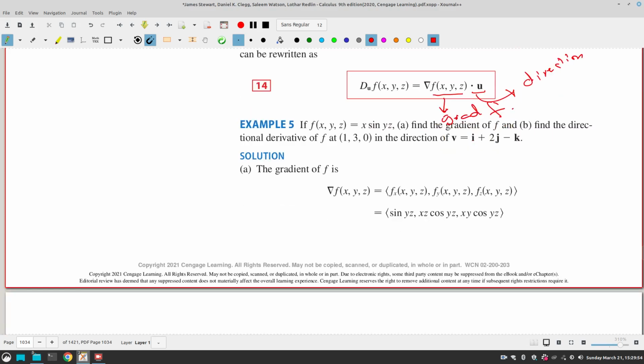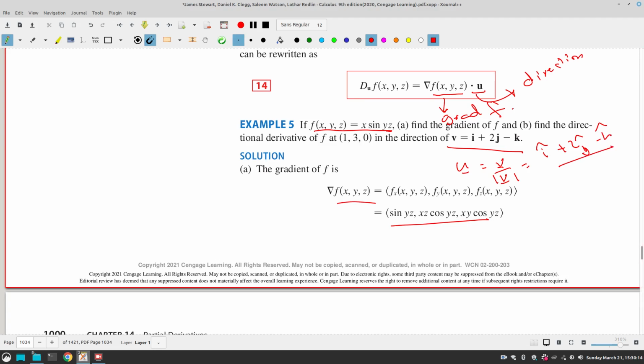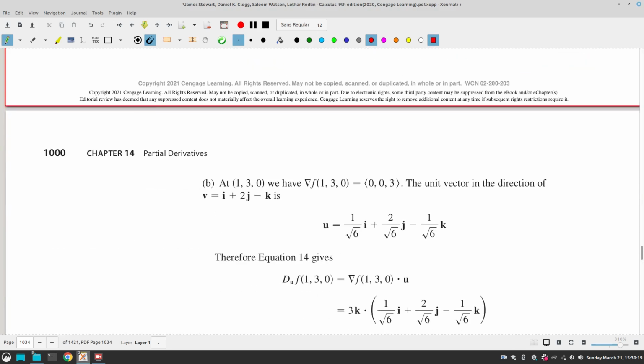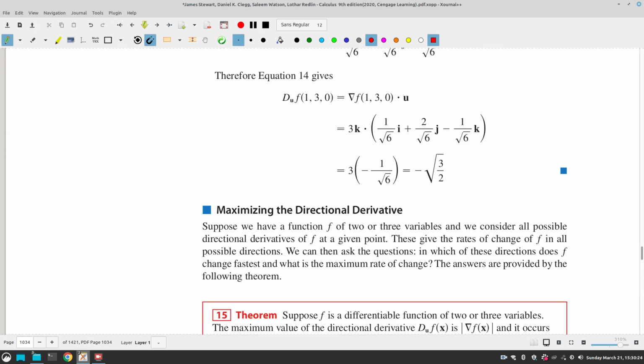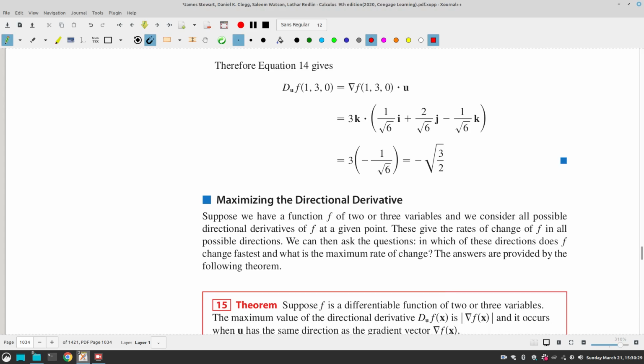Example 5, again, f of x, y, z equals x sine yz. So del f is this, and u, of course, is v over the modulus of v, which is i plus 2j minus k, divided by the square root of 1 plus 4 plus 1, which is the square root of 6. And of course, you would find the dot product of del f with u, and that will give you the value of the directional derivative.